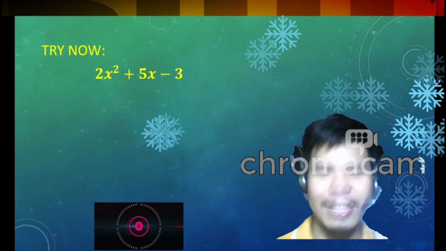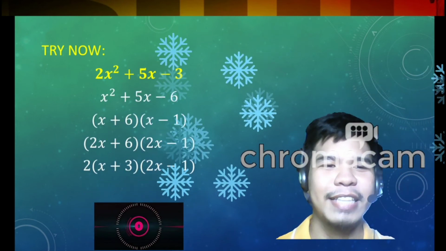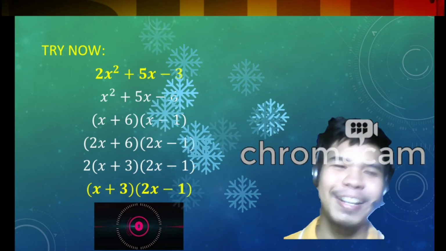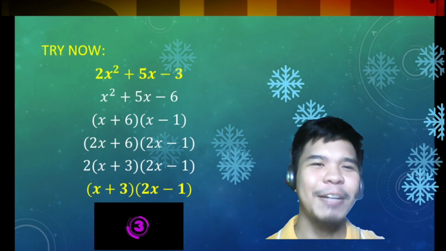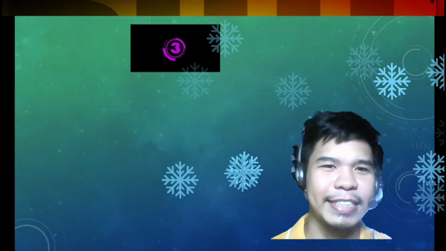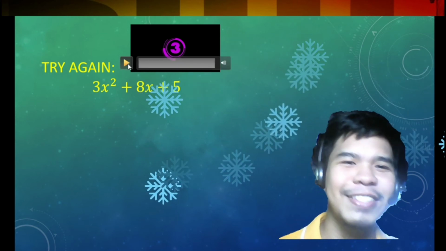Okay, let us now check your answers. These are the solutions. And the final factored form is x plus 3 and 2x minus 1. Come on, let's try again. We are given 3x squared plus 8x plus 5. I'll give you another 10 seconds to do this.